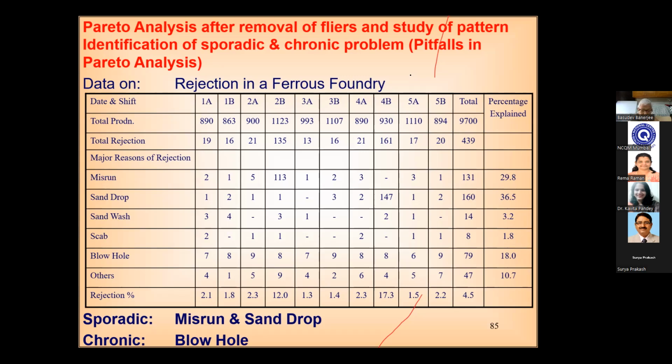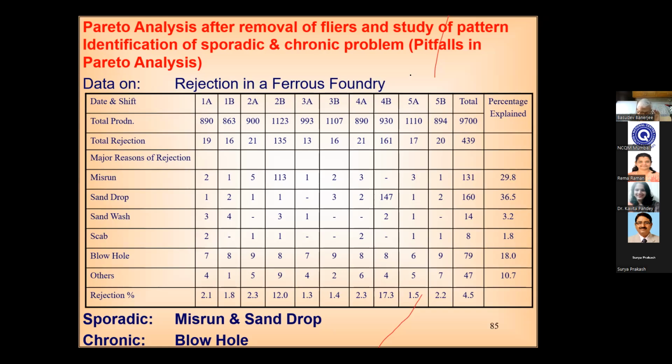So in such cases, you have to omit the sporadic problems and focus on the chronic ones, so that the system can be streamlined effectively. Because this will not happen every time. It will happen once in a blue moon and go away. You can ask the supervisors of B shift, what happened? What did you do on that day? What happened exactly? He'll be able to give you some answer. A short-term solution can be found out.